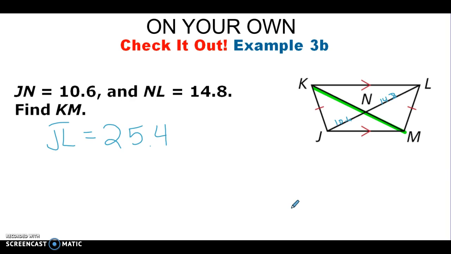Alright, so we added what we knew to get JL. But how do we get KM? That's not the one we were looking for. What do we know about the diagonals of an isosceles trapezoid? They're congruent. So that is the same as KM.